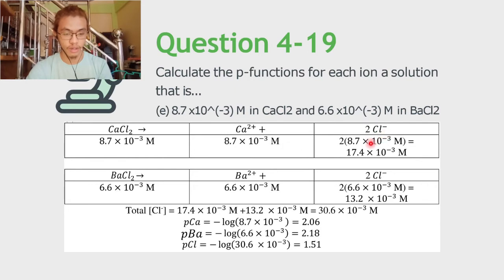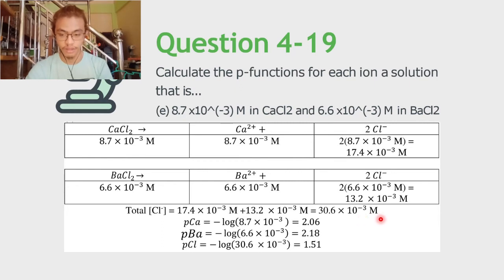And twice of that is the chloride ions, which is 17.4 times 10 raised to negative 3 molar. On the other hand, it is also the same for the barium chloride, wherein the barium ions is 1:1 with the barium chloride, which is why it has the same concentration of 6.6 times 10 raised to negative 3 molar. And twice of that is the chloride ions as well, which is 13.2 times 10 raised to negative 3 molar. Just like in the previous problem, we added the concentrations of the chloride ions, which amounted to 30.6 times 10 raised to negative 3 molar.